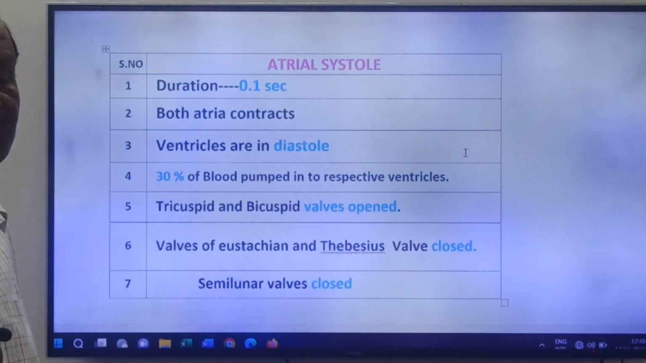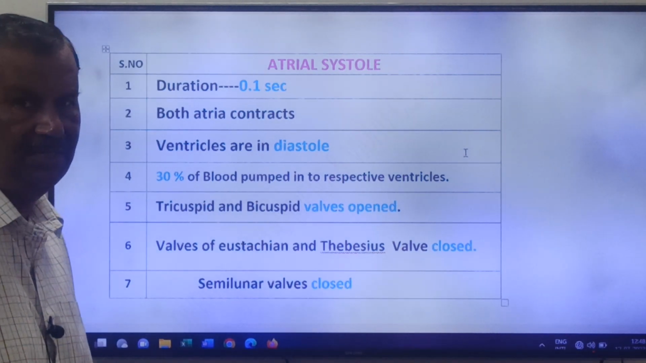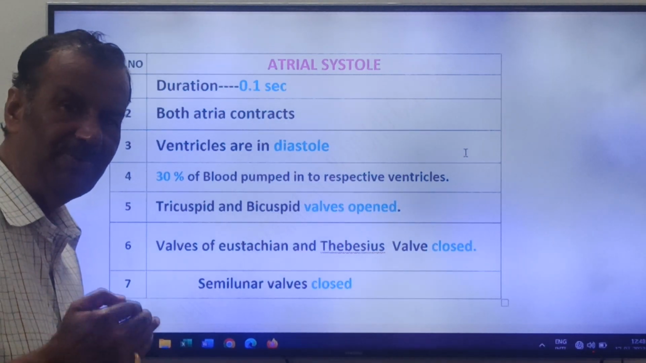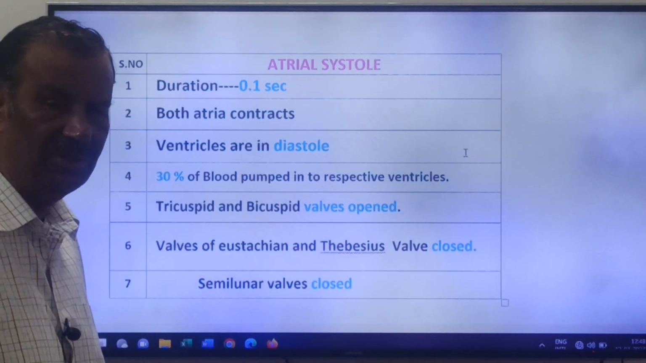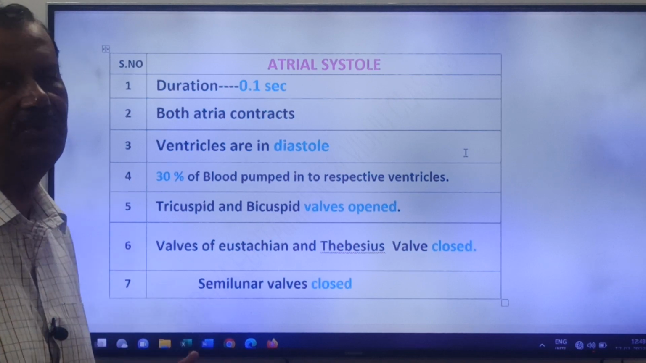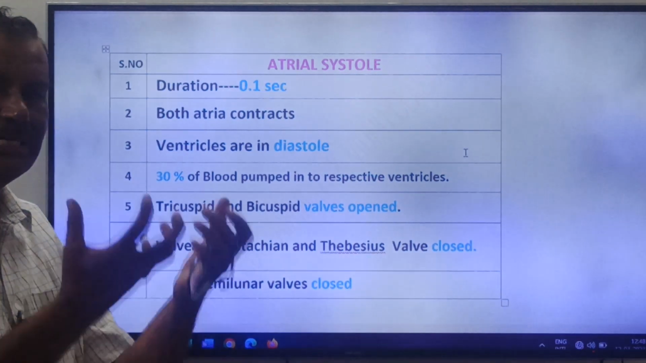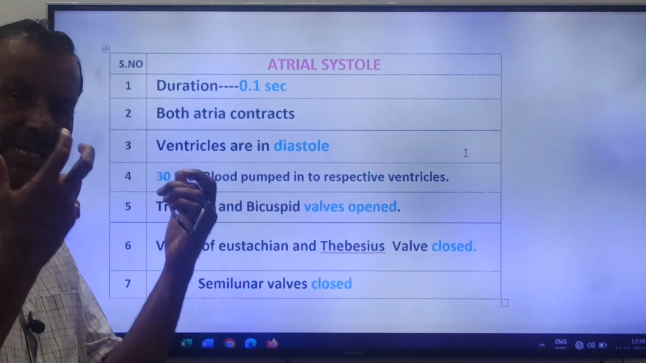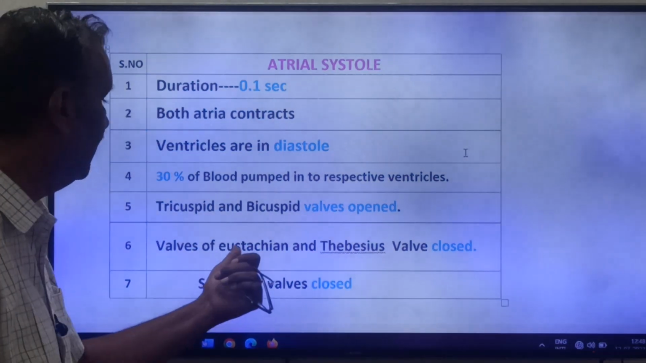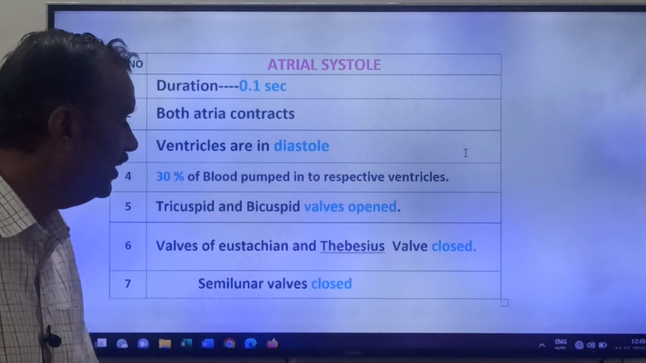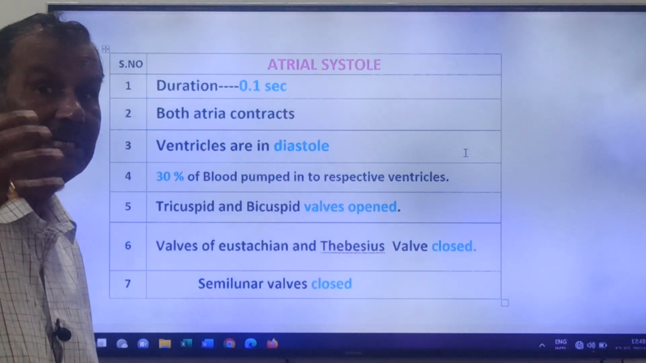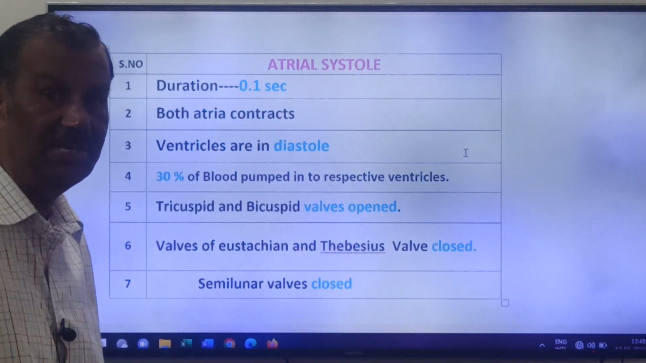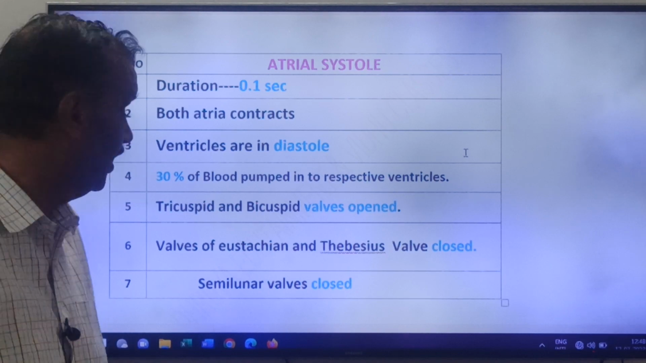Tricuspid and bicuspid valves are opened, you know, friends. The tricuspid valve is present between the right atrium and right ventricle. The bicuspid valve is present between the left atrium and left ventricle. During atrial systole, the tricuspid and bicuspid valves are opened. Due to that, they allow the flow of blood from atria to ventricles. Next, important: the valve of Eustachian and the valve of Thebesian are closed.